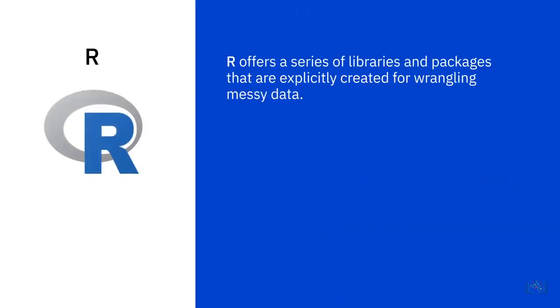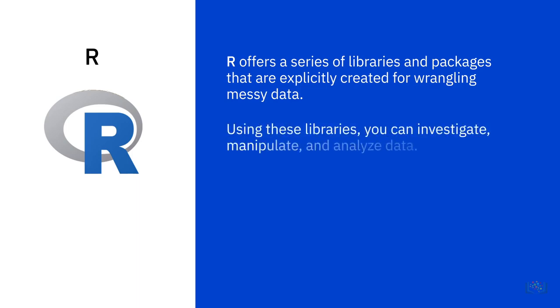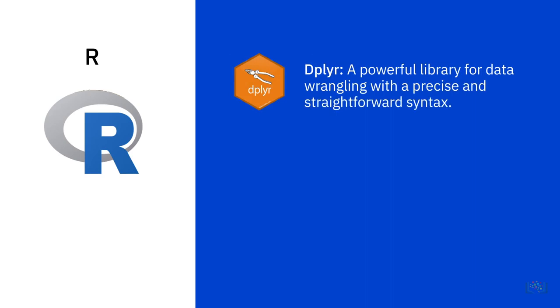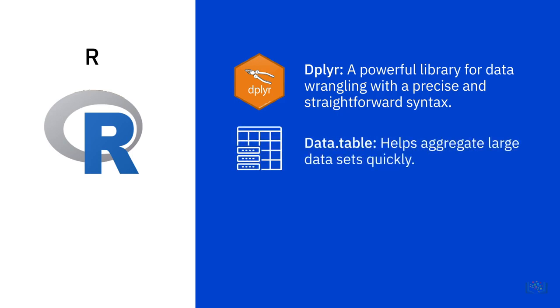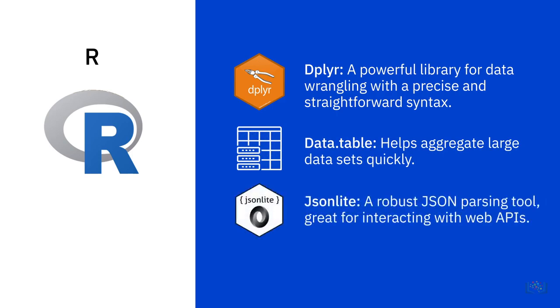R also offers a series of libraries and packages that are explicitly created for wrangling messy data, such as dplyr, data table, and JSON-Lite. Using these libraries, you can investigate, manipulate, and analyze data. dplyr is a powerful library for data wrangling. It has a precise and straightforward syntax. Data table helps you aggregate large data sets quickly. JSON-Lite is a robust JSON parsing tool, great for interacting with web APIs.